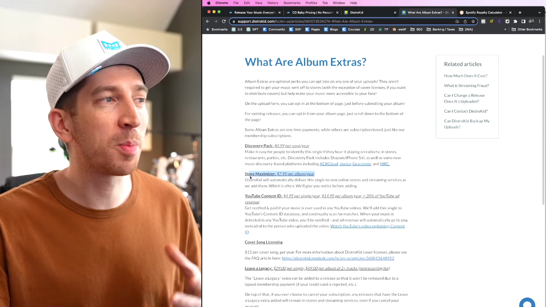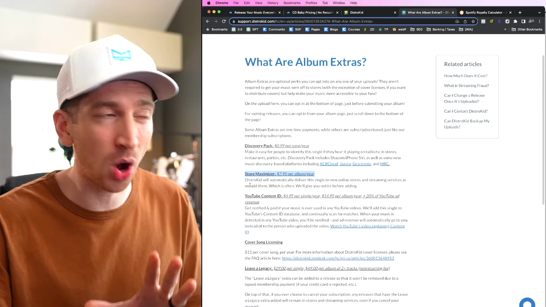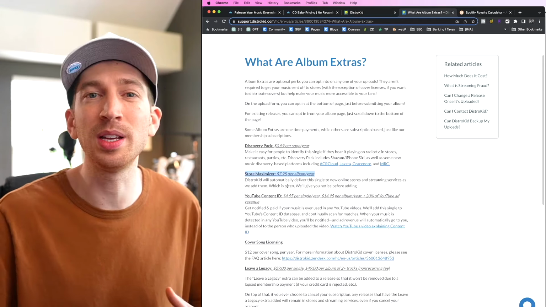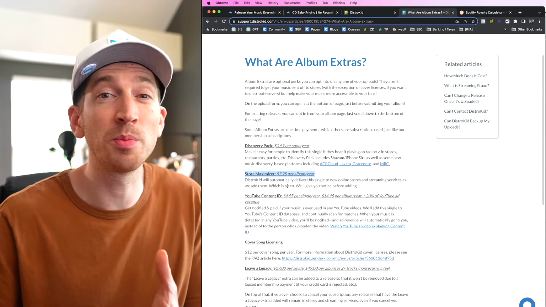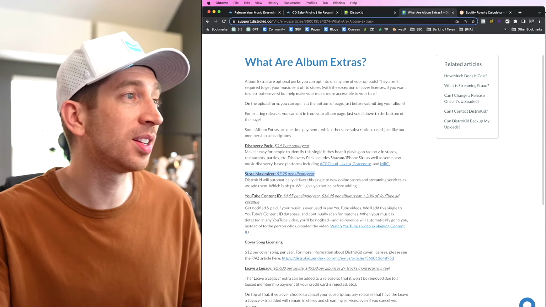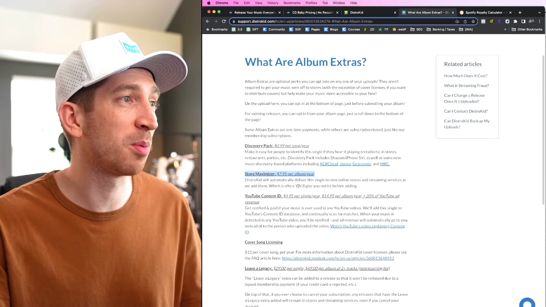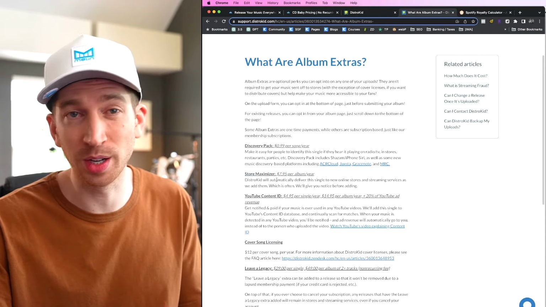The Store Maximizer we're definitely going to want to have also because as new DSPs are introduced into the market, we want our music to be there as well. And that's an additional $7.95 per album per year. And it's the same for singles as well.